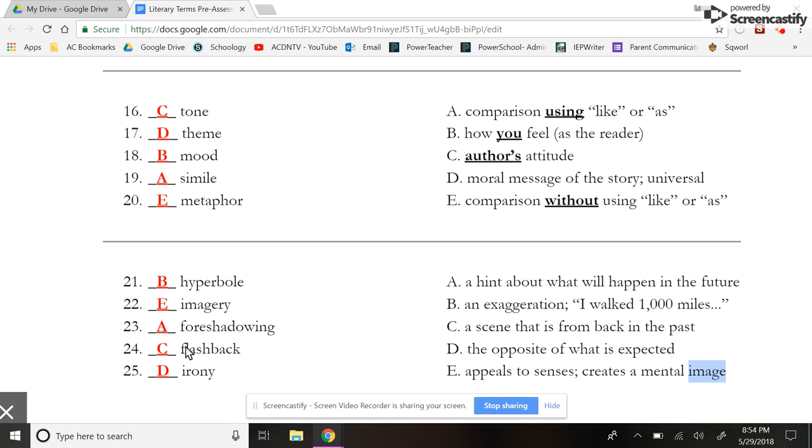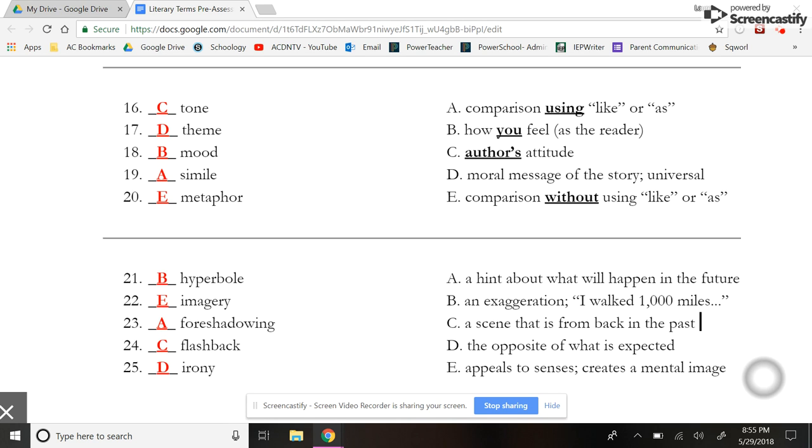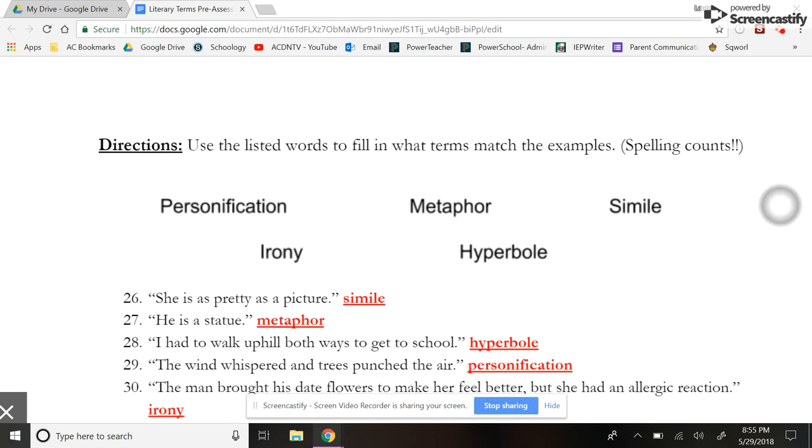Foreshadowing is a hint at what will happen in the future. And we talk all the time about how foreshadowing and future both start with F, if that helps you within the definition to remember that. And flashback is a scene from back in the past. So even though that also starts with F, we have the back in the definition and flashback in the word. Irony is the opposite of what you expect, and we know there are many different types of that.